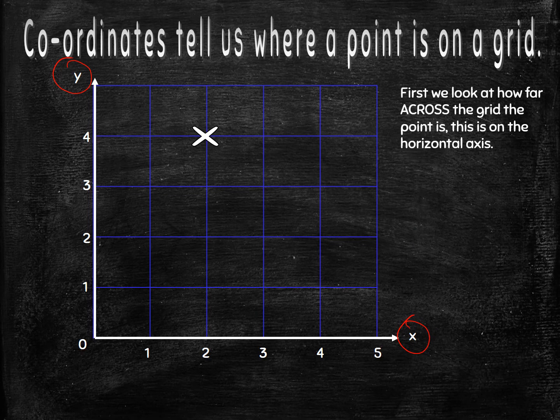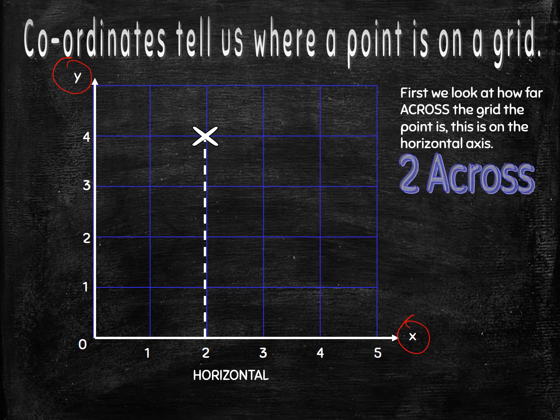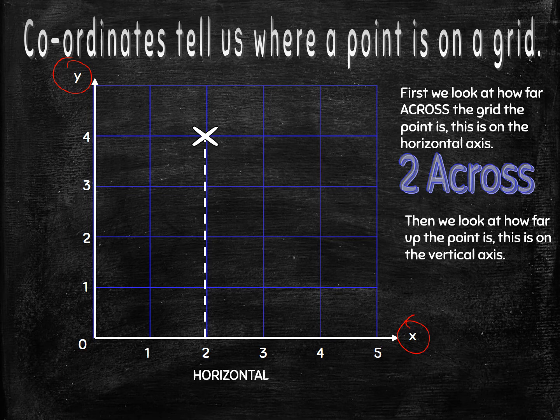So first of all, we look at how far across the grid the point is. So we've got a point there that's marked with the X, and that's where we look at on the horizontal axis. So the horizontal axis is the x-axis down the bottom. So we can see that that point has moved across to 2. So it's 2 across. Then we look at how far up the point goes, and that's on the vertical axis. So we're looking at where it is on the vertical axis. There's the vertical, that's the y-axis. And we can see that it's gone up to that point there, which is 4. So it's gone 4 up.